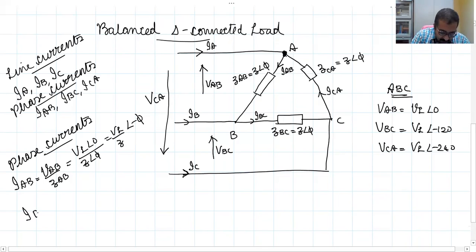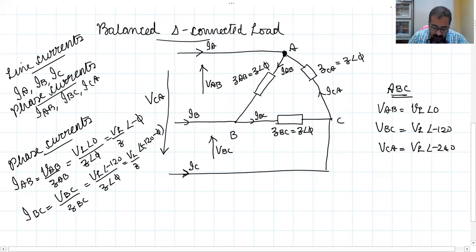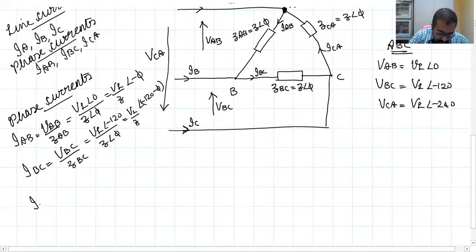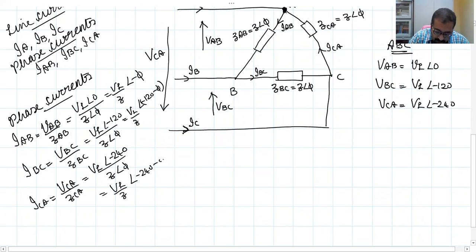Now what will be IBC? IBC will be VBC divided by ZBC. So VL angle minus 120 divided by Z angle phi. How much is that? VL by Z angle minus 120 minus phi. And similarly, what will be ICA? Phase current ICA will be VCA divided by ZCA. That means VL angle minus 240 divided by Z angle phi, or VL by Z angle minus 240 minus phi. So these are the phase currents.